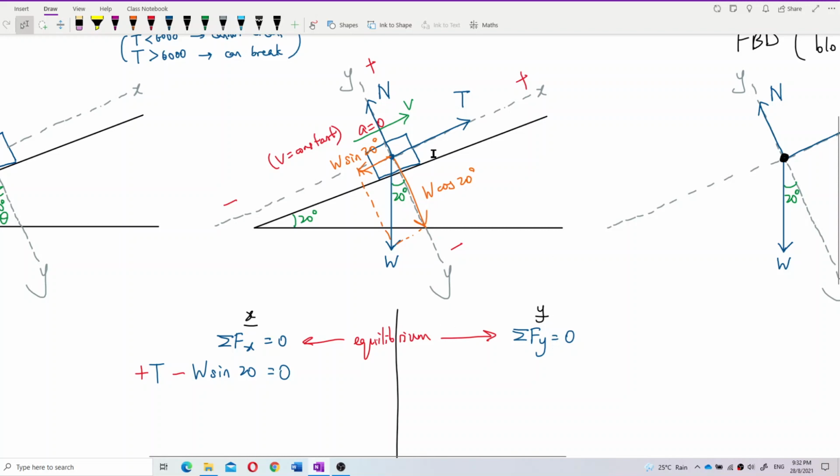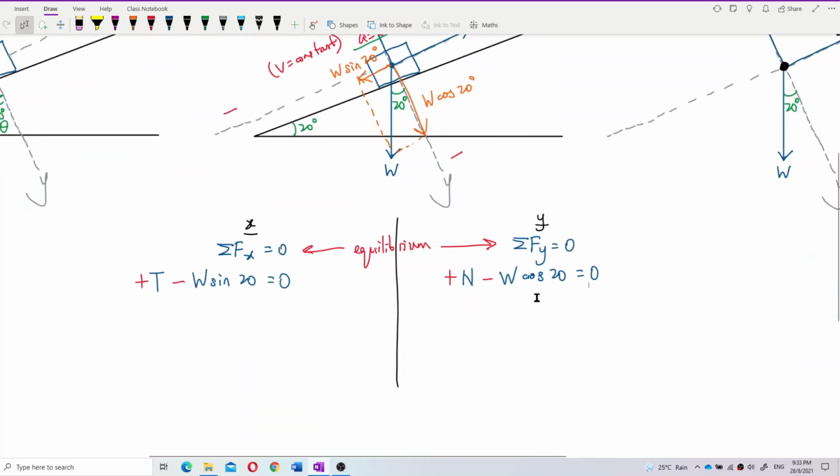How about the y components? We have the normal force, positive, and then we have w cos 20 as negative. So we put positive normal, and then negative weight cos 20. We have positive n and negative w cos 20. So that's it for the y components.